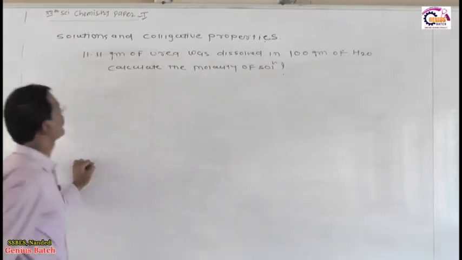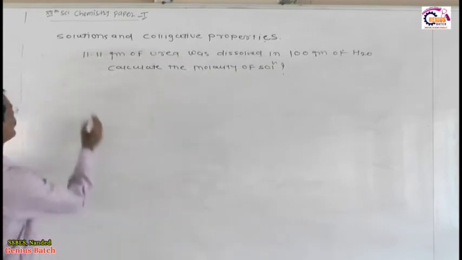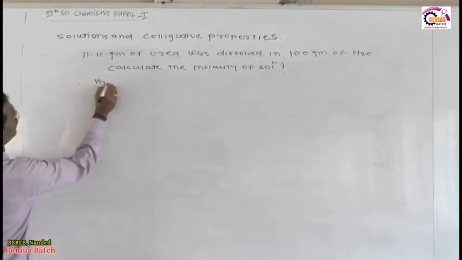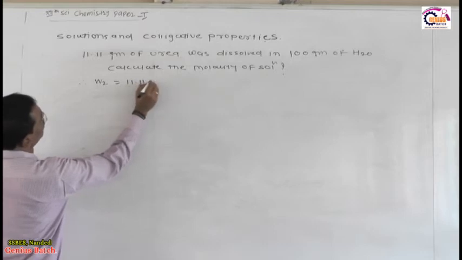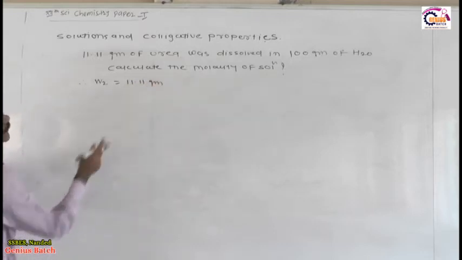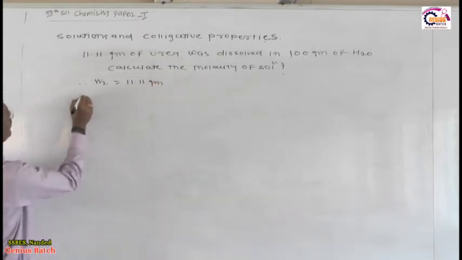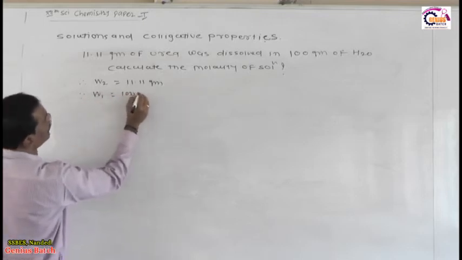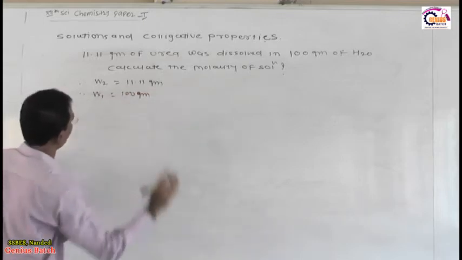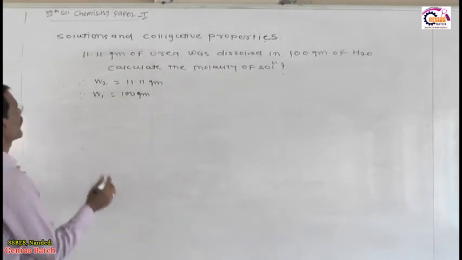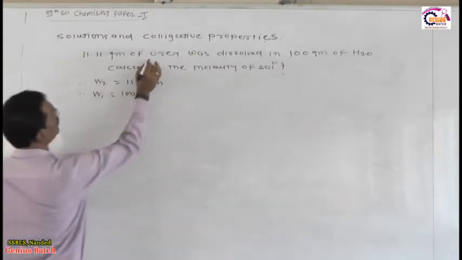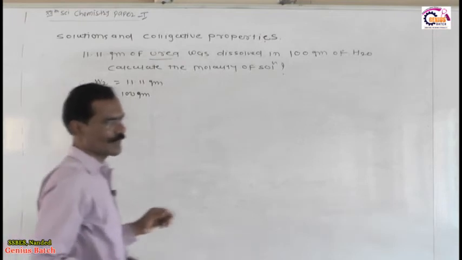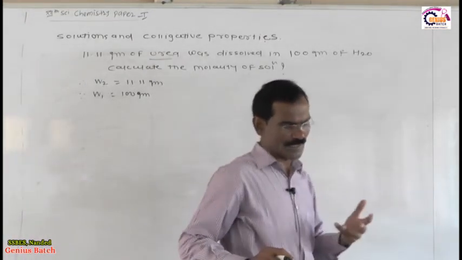They are asking, 11.11 gram of urea. Once again they are given W2 is equal to 11.11 gram, mass of solute, dissolved in 100 gram of water, that is W1. Calculate the molality. Very simple. They have not given the molar mass of urea, so I think you should calculate the molar mass.